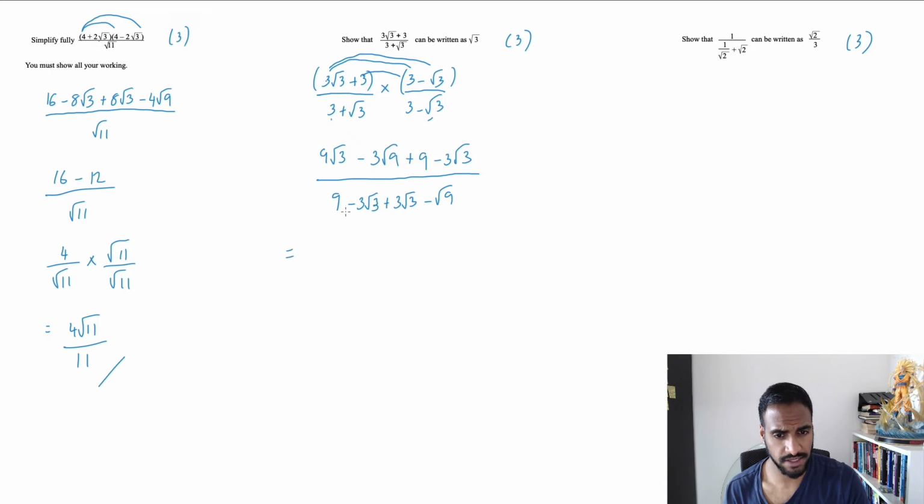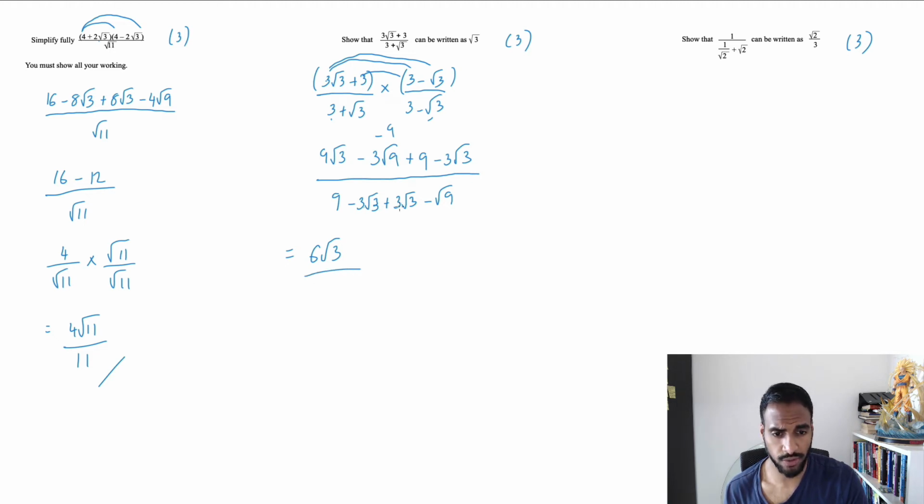So if we simplify this, well, 9 root 3 minus 3 root 3. So it's like saying 9 lots of root 3 minus 3 lots of root 3 is 6 lots of root 3. Now root 9 is 3 times minus 3 is minus 9. But then we have a plus 9 here. So minus 9 plus 9 gives us 0. So we're only left with 6 root 3.